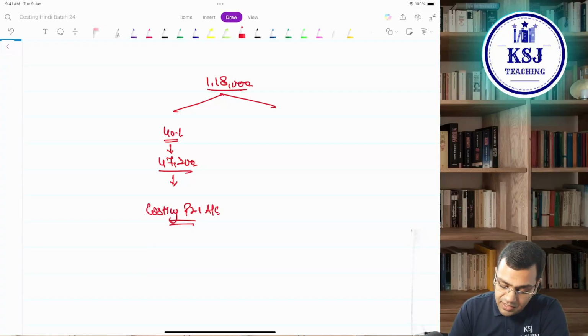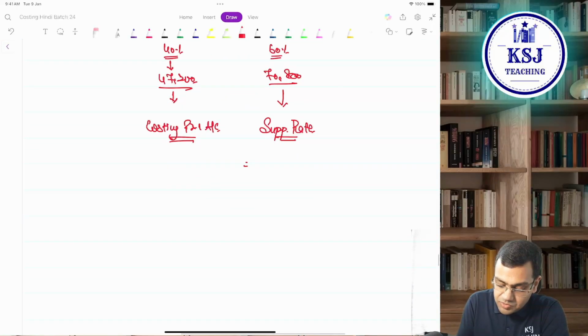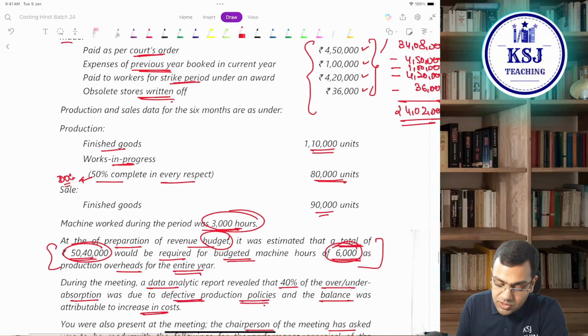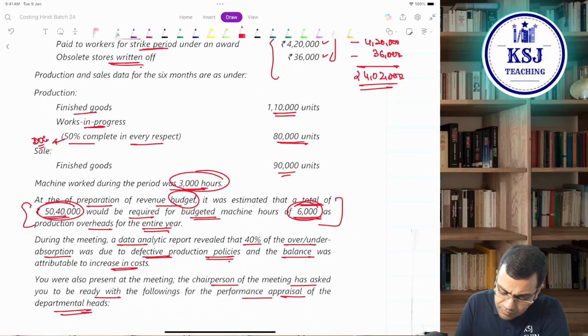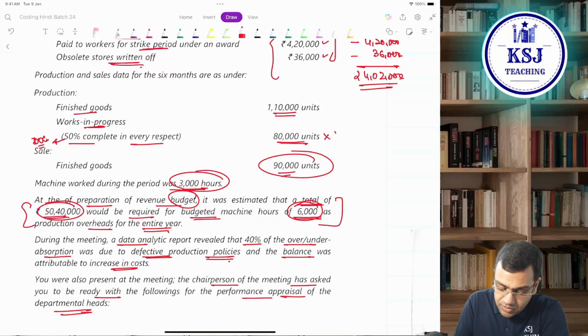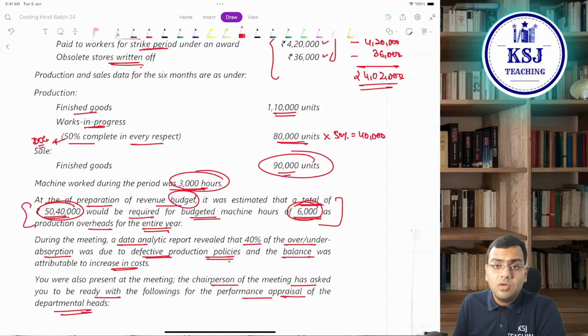The remaining 60%, that is 70,800. For this 70,800, we will calculate the supplementary rate. Now, how will you calculate the supplementary rate? You will say over absorbed overhead 70,800 divided by the closing stock of WIP, finished goods and the sales. Sales is 90,000 units. For WIP, what will you take? You will take 80,000 multiplied by degree of completion. That is 40,000 units you will take for WIP. Yes or no? Yes, sir.